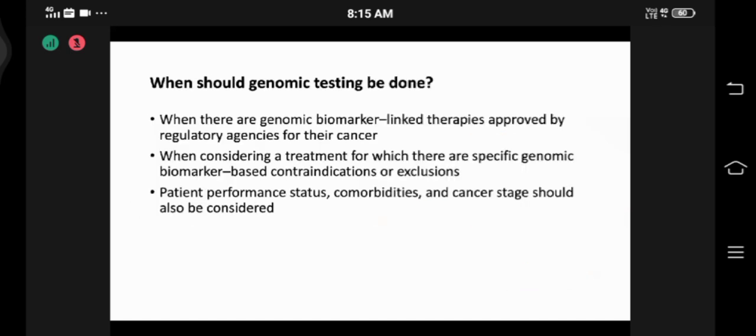So when should genomic testing be done? We should do genomic biomarker testing when we are talking of somatic testing, you always do it when you're looking for some therapies. And if there's an approved therapy for this, or there's a clinical trial of some drug, this is why we do genomic testing.